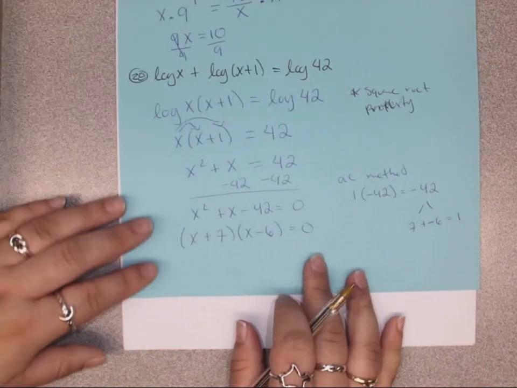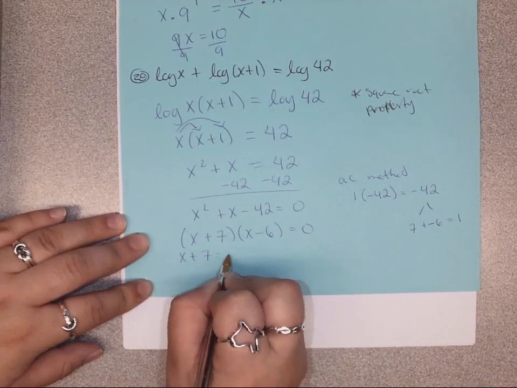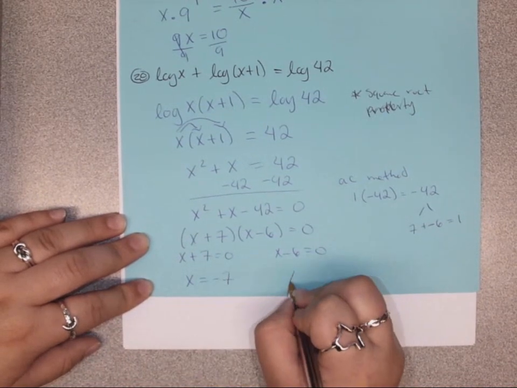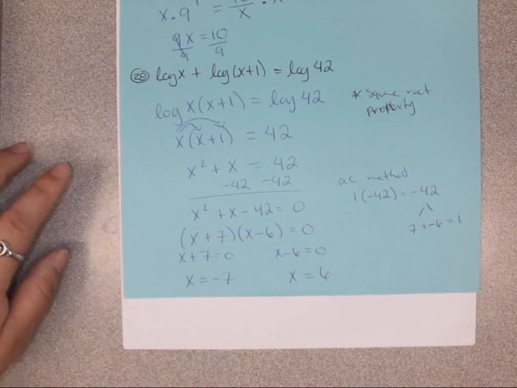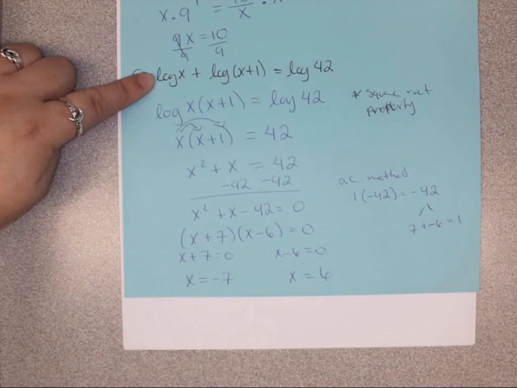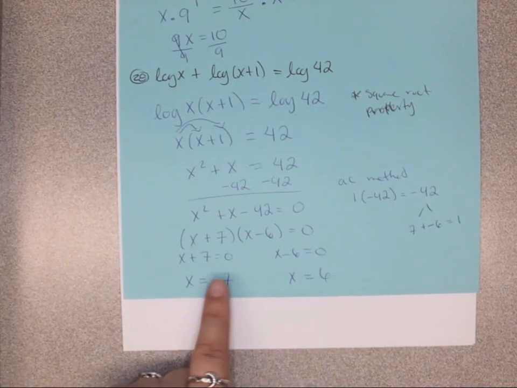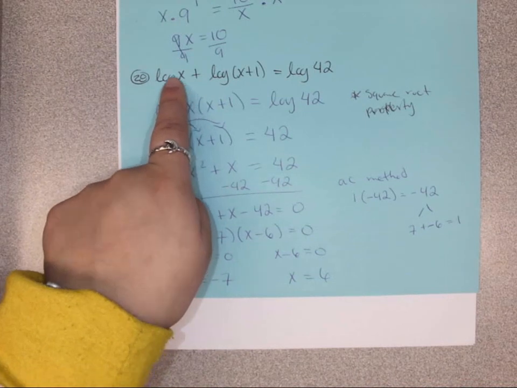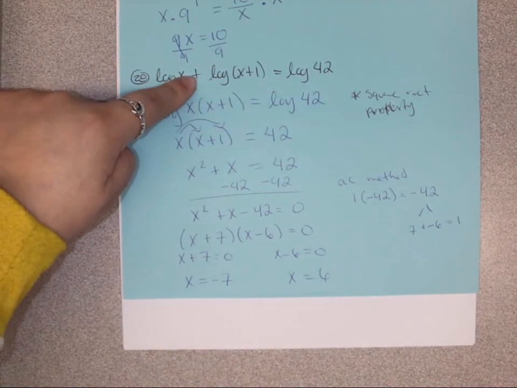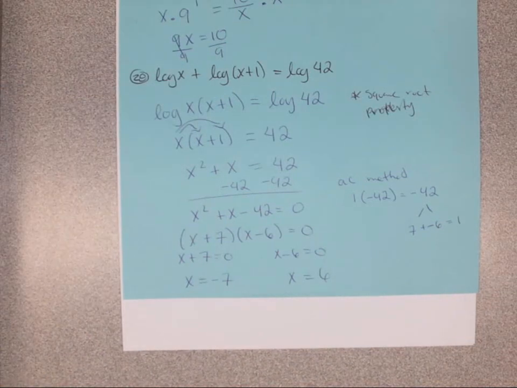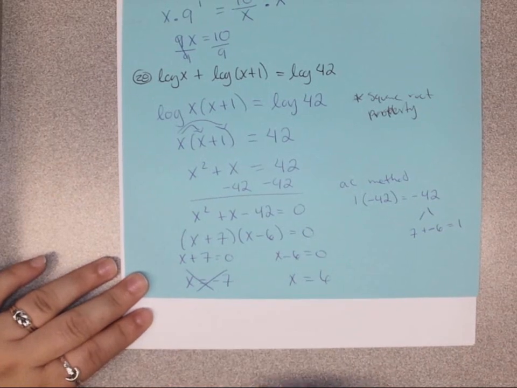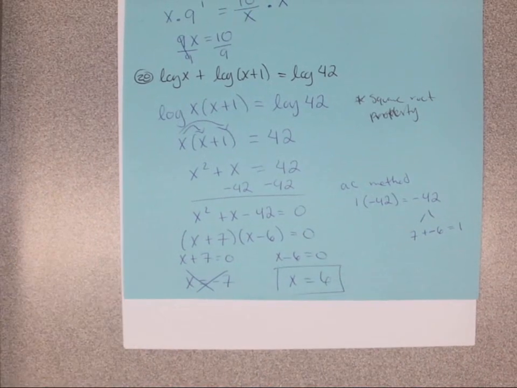So now that it's factored, we set each factor equal to 0. So I end up with x equals negative 7 and x equals positive 6. But you have to go back and check for your values to work. Look, if we were to plug in negative 7 for x, we will end up with log of negative 7. We cannot take logs of a negative number. It's not within our domain. So I know I cannot use this solution. So I can only use x equals 6.